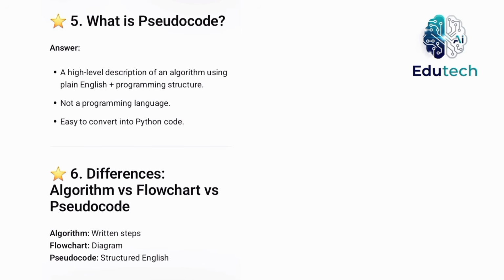What is pseudocode? A high-level description of an algorithm using plain English plus programming structure. Not a programming language, easy to convert into Python code. What is the difference between algorithm versus flowchart versus pseudocode? Algorithm means written steps, flowchart means diagram, pseudocode means structural English.